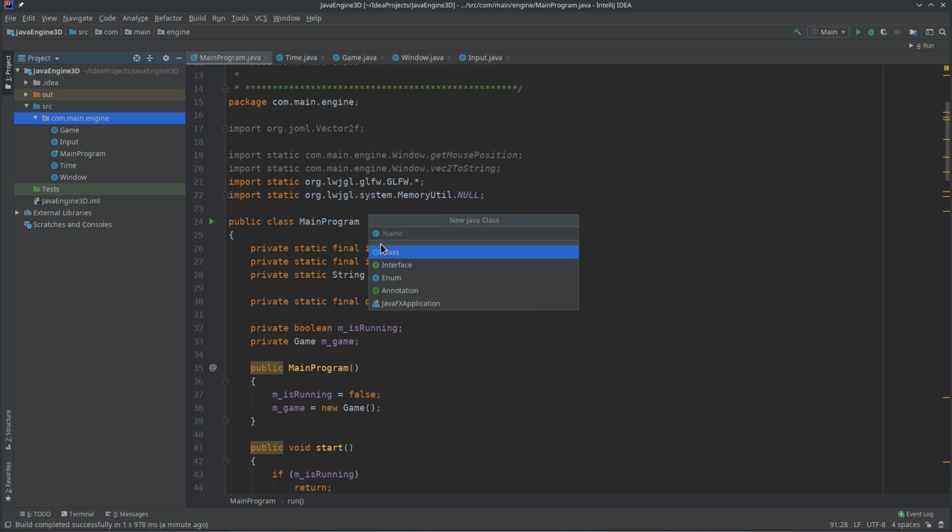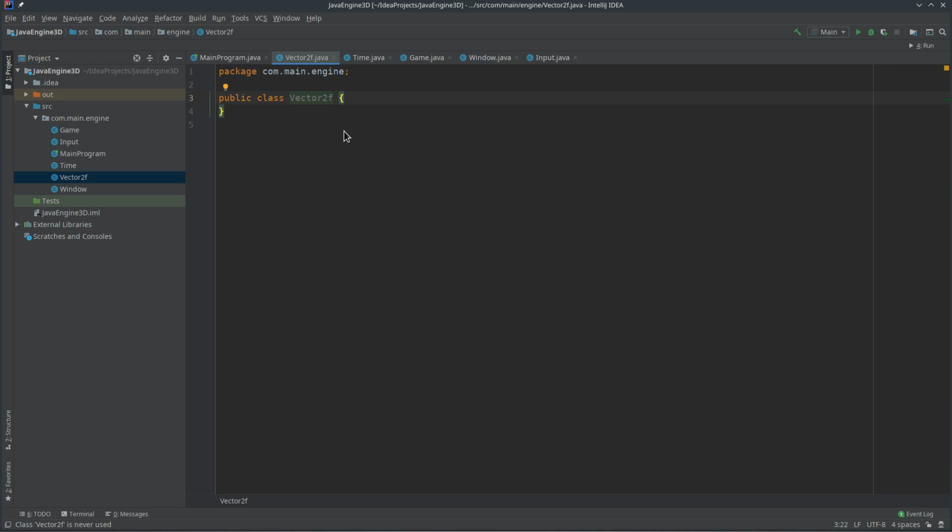Vector 2F. Okay. That's what we'll have then. If it's good enough for them, it's good enough for us. Vector 2F. Okay. So there is already a maths library here with Vector 2F, and it's been imported for us because we used it. So what I'm going to do is just create that.